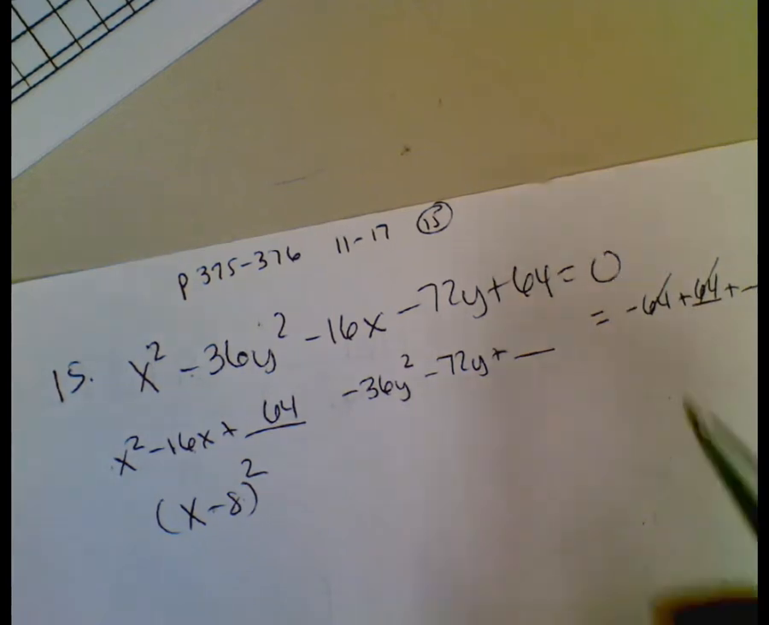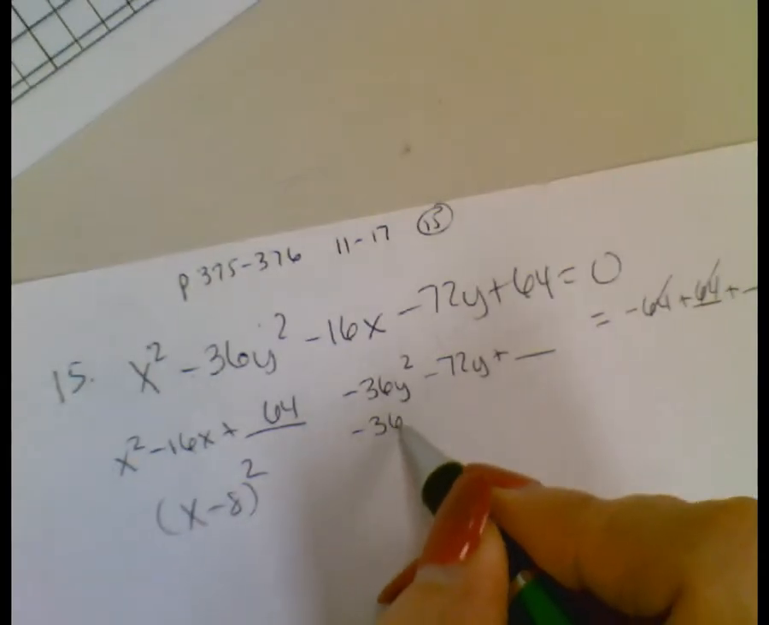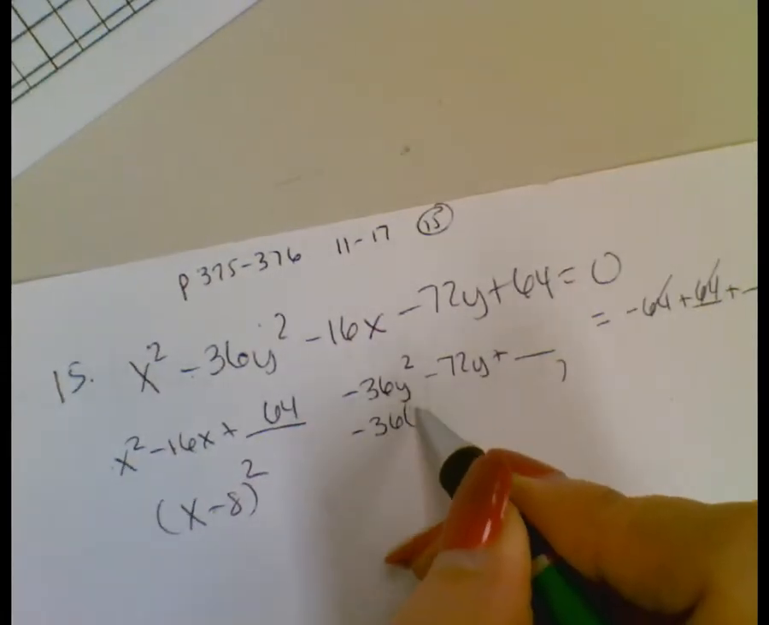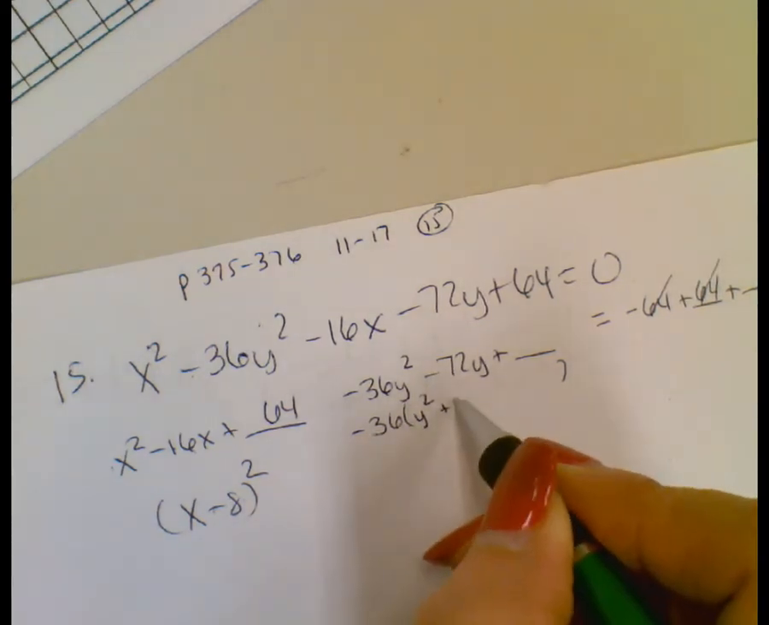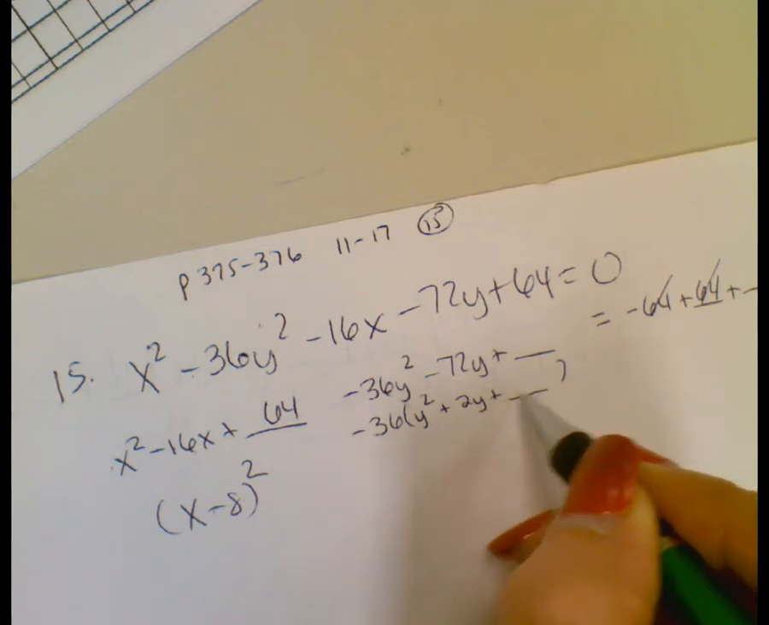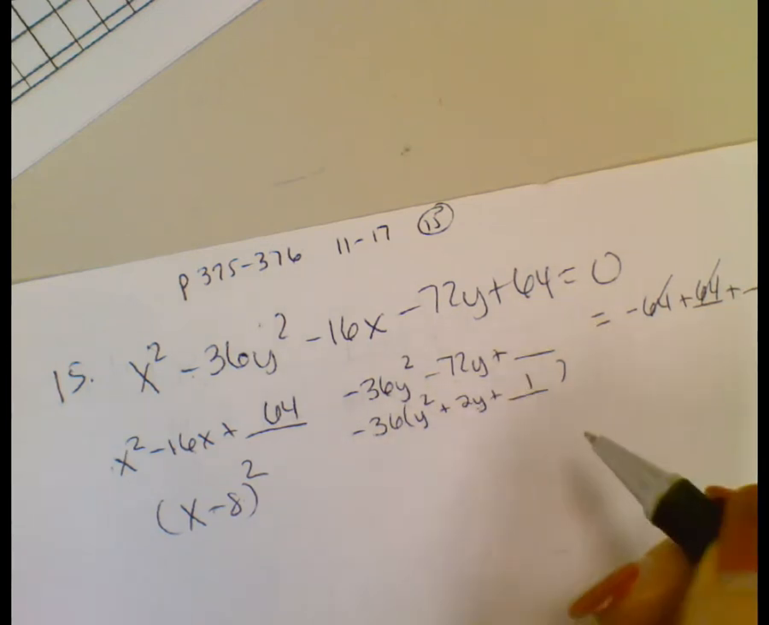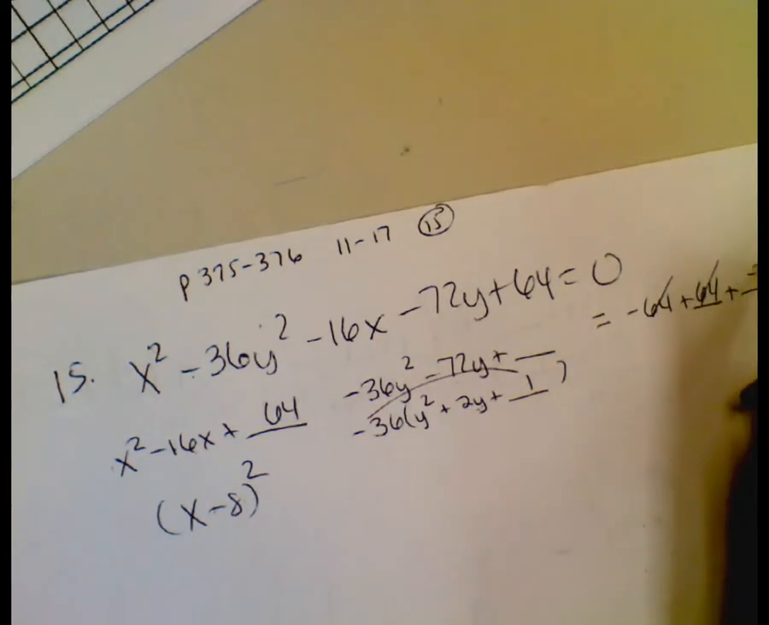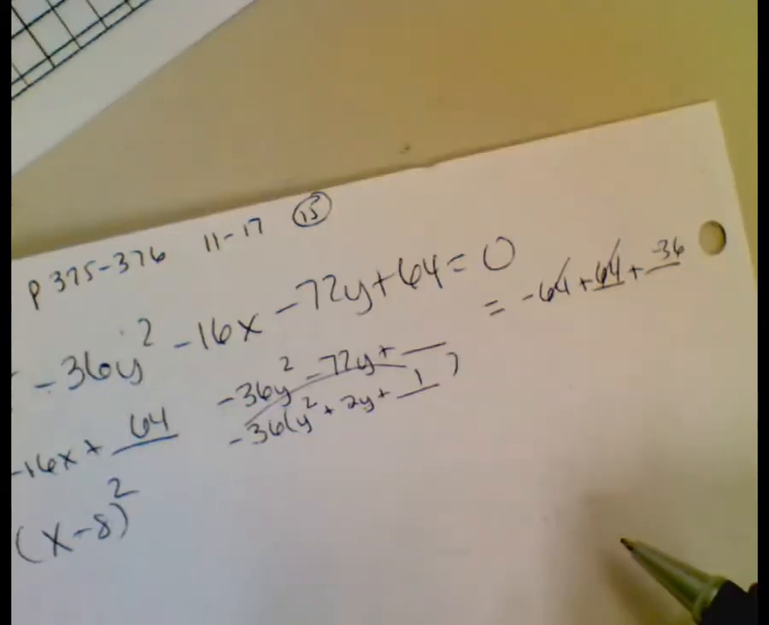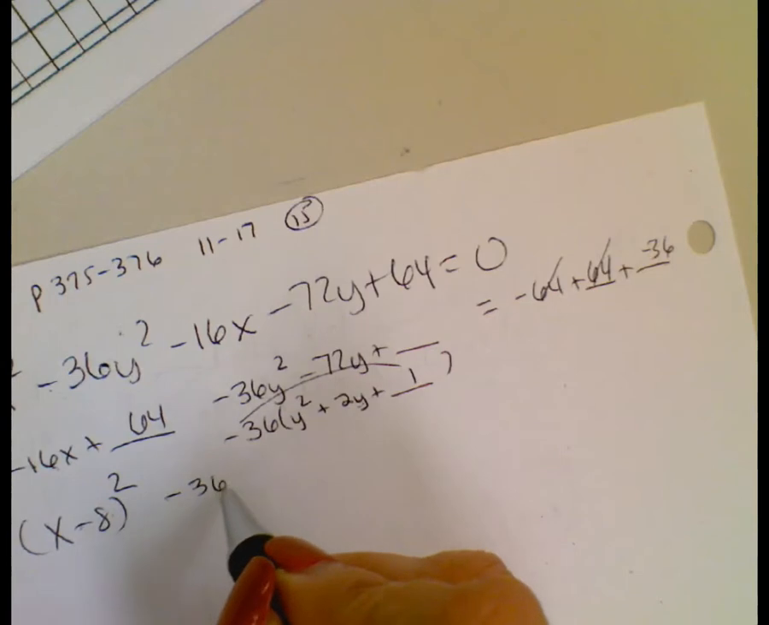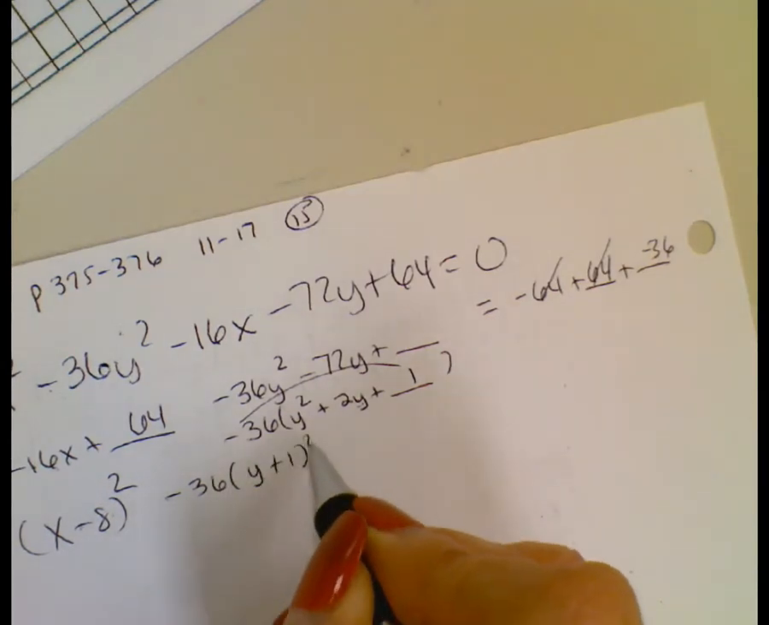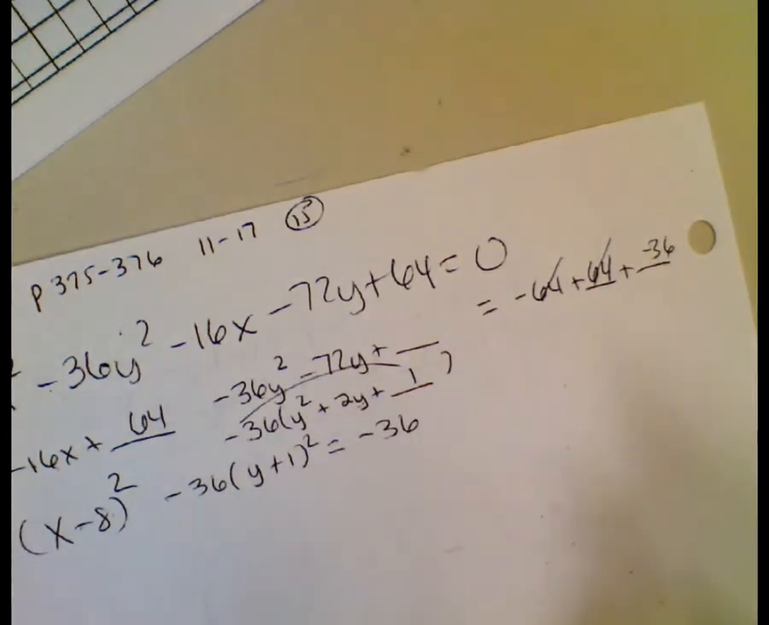Now the y's, you have a little bit more work. We're going to take a negative 36 out. So that's going to be a positive y squared, and negative 72 divided by negative 36 is a positive 2y. Half of 2 is 1, and 1 squared is 1. So we're adding a negative 36 to the other side. Now, that's going to be negative 36 times y plus 1 squared equals negative 36.